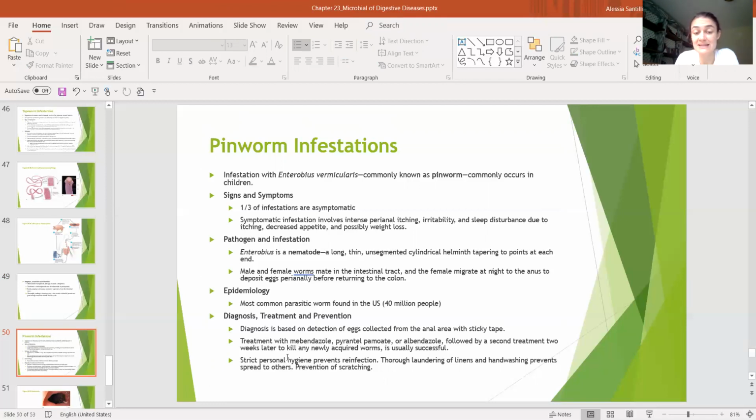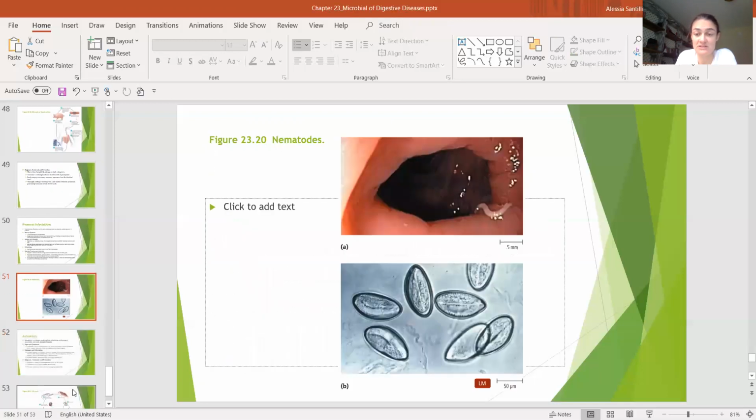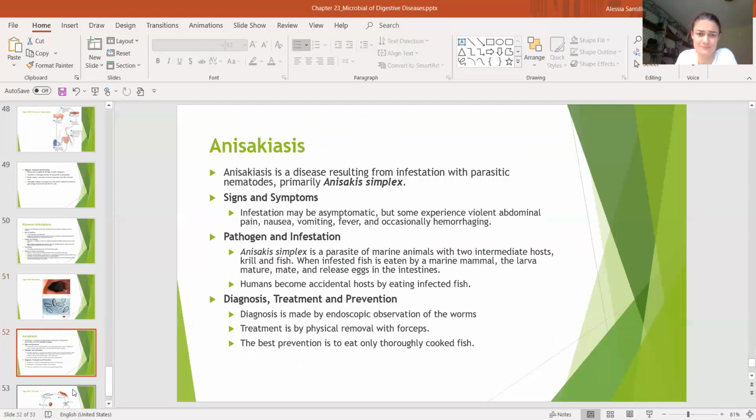How to prevent this is basically strict personal hygiene, especially to prevent reinfection, because a lot of times when they itch, those little kid hands are dirty. They have the eggs right underneath their skin or underneath the nail bed, and then they touch themselves again and reinfest themselves. So strict personal hygiene is important. You can also launder linens, like bed sheets, and hand washing prevents spread to others, and then prevention of scratching as well. And just because, why not show a pinworm in its natural habitat?